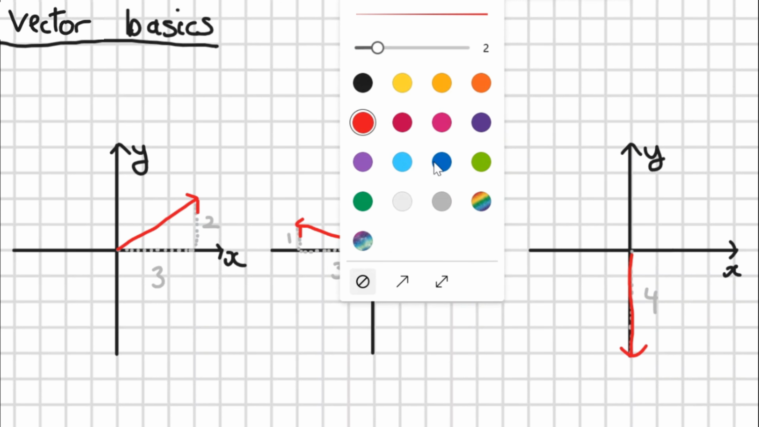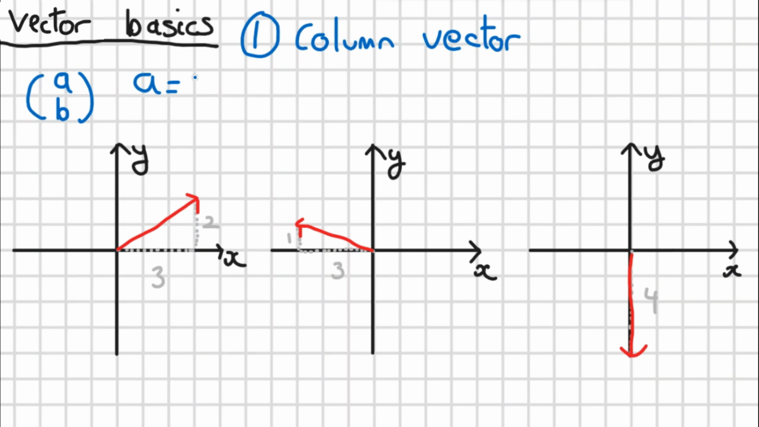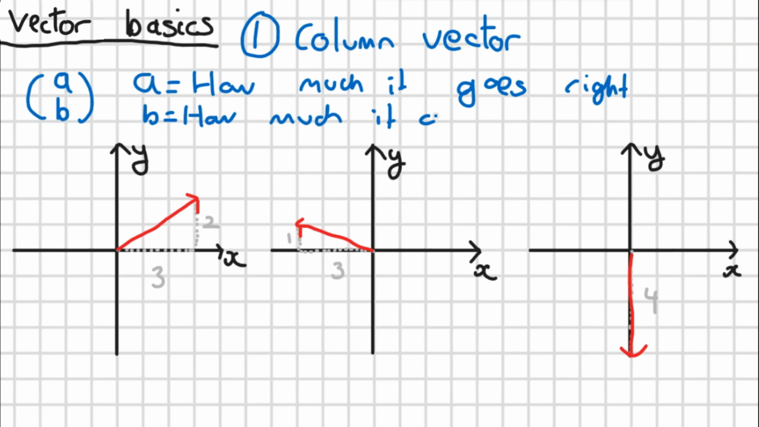So there are three ways that you can write vectors. The first way is one that you might already be familiar with, which is by a column vector. This is when we write the vector like this, where A is how much it goes right by, and then B is how much it goes up. So for this first example, we saw that it goes right by 3 and then it goes up by 2. So that's the column vector.